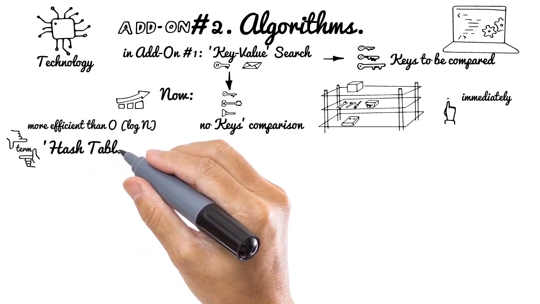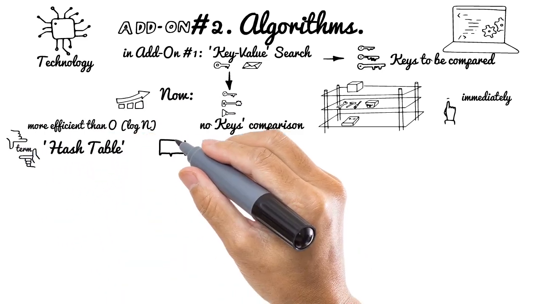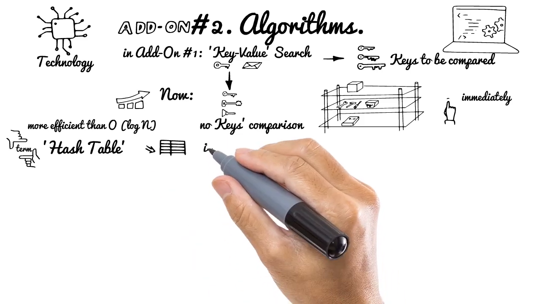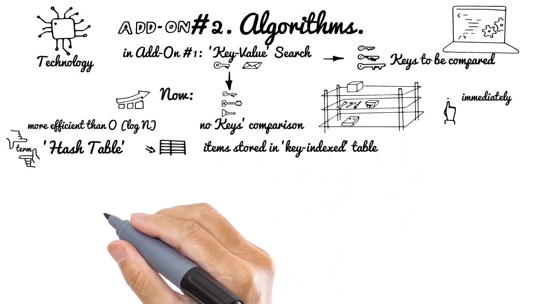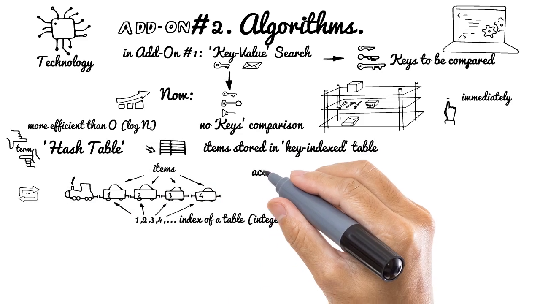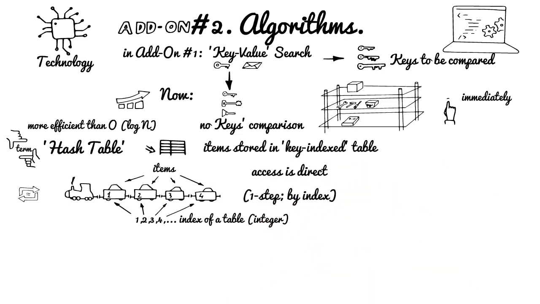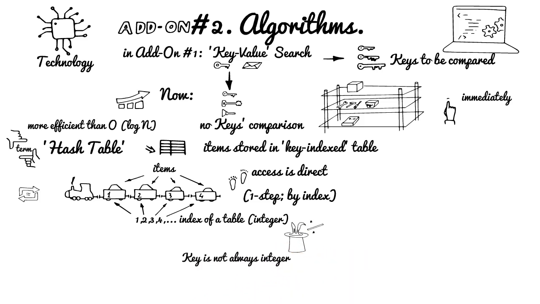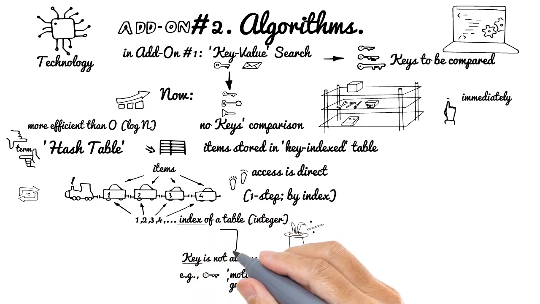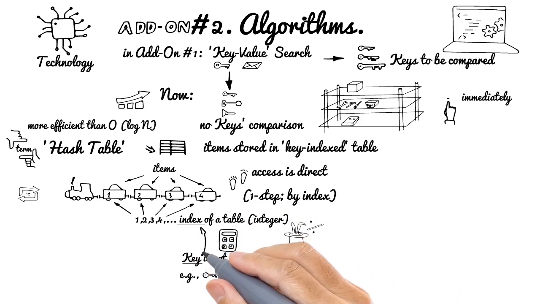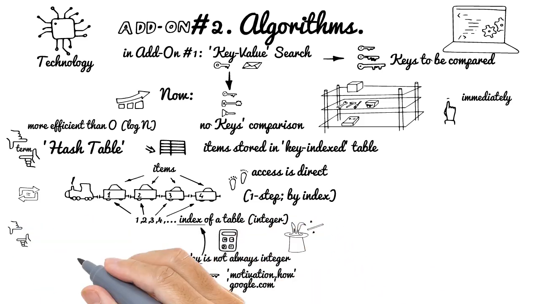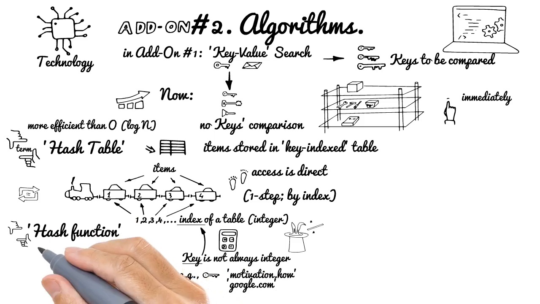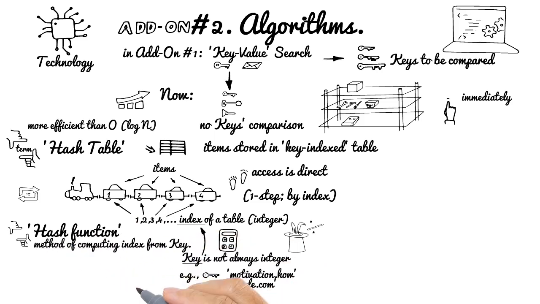hash table. To implement such a hashing idea, items are generally saved in a key-indexed table. Access to the table by index is a direct, one-step process. But there is a trick. Key is not always an integer value, while index of a table is. So we need to calculate an index from a key. That brings a new term, hash function, which is a method for computing a table index from a key.